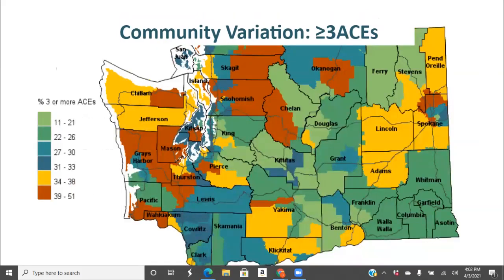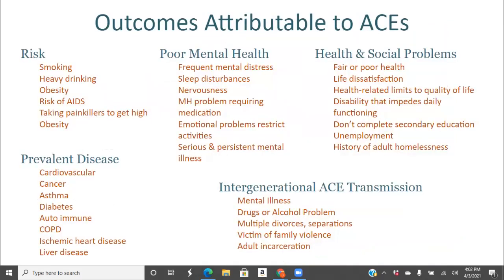This is a slide of our Washington state data. And here's a list of some of the health and social problems that were documented by the ACE study publications. Because ACEs have a powerful impact on many health and social problems, the ACE researchers concluded that ACEs are the leading cause of health and social problems in our nation. And this should lead to everyone thinking about prevention.